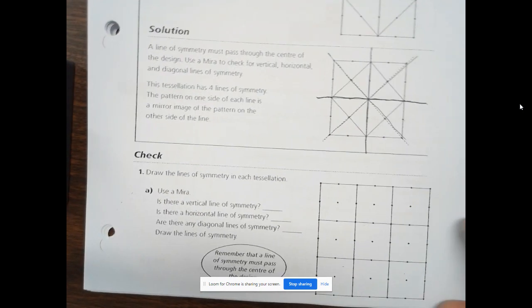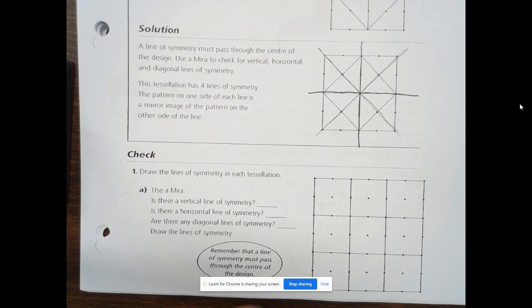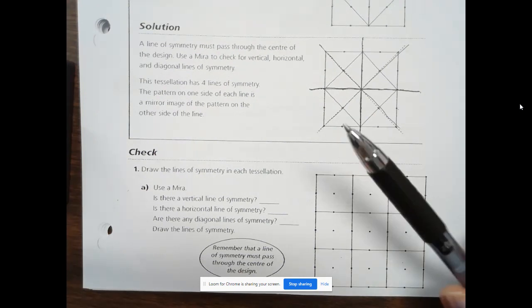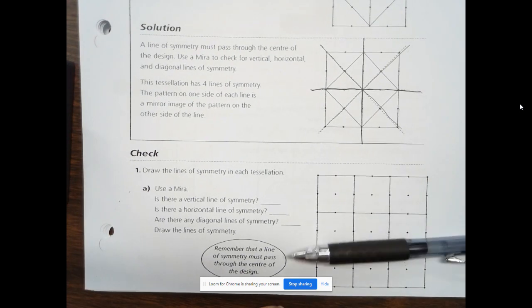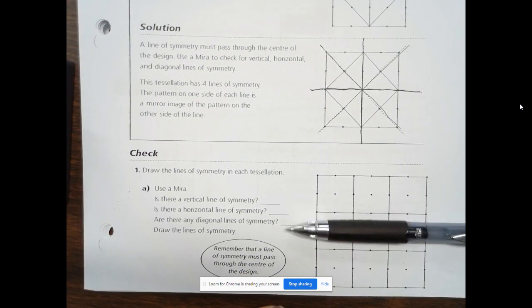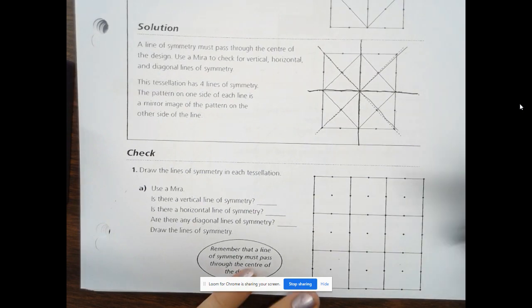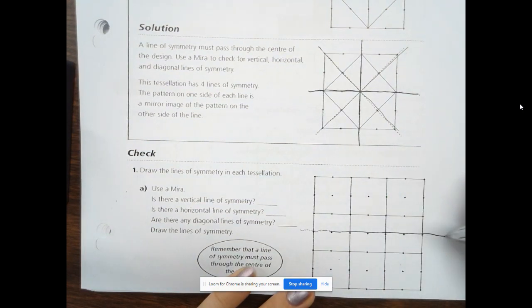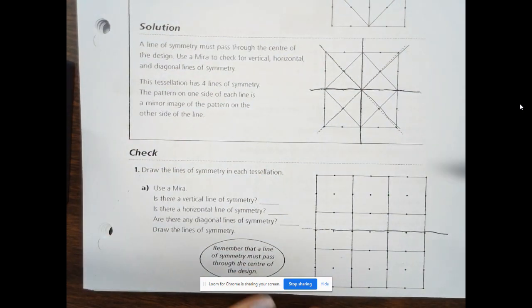So if we look at this check, draw the lines of symmetry in each tessellation. So again, you unfortunately do not have a mirror, so you're just going to be using a method of your choice, whether it's a paper, whether it's your pen, pencil. How can I cut this shape so that it looks the same? So if I were to cut this one straight across the center, that would actually work. So I would say that this, through the center of the object, would be a horizontal line of symmetry.